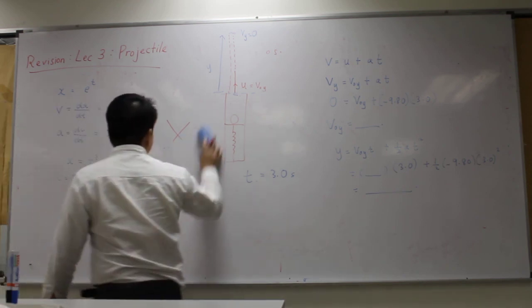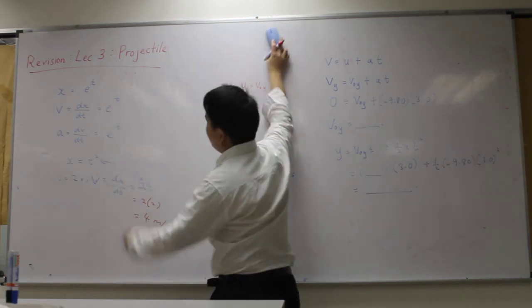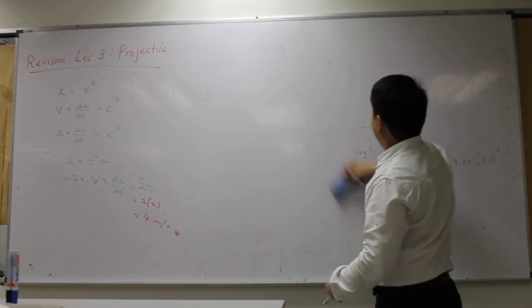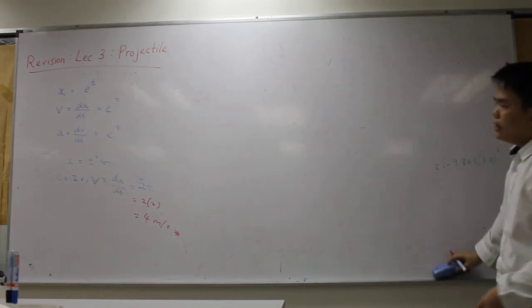So basically, this is about lecture 3, projectile, and also those are 3 important variables. Okay, thank you.